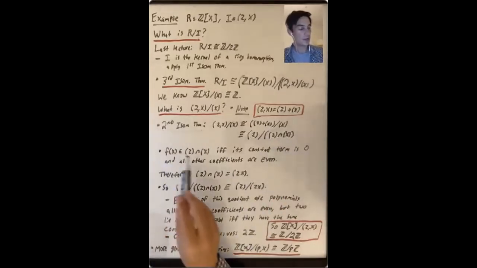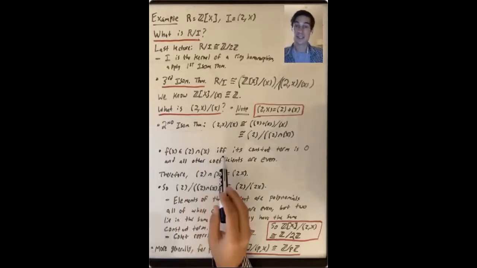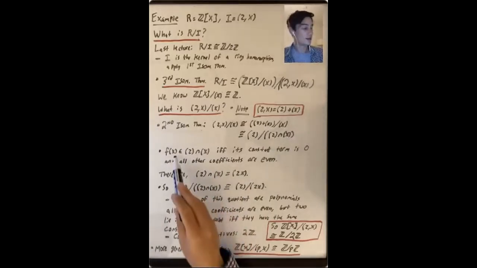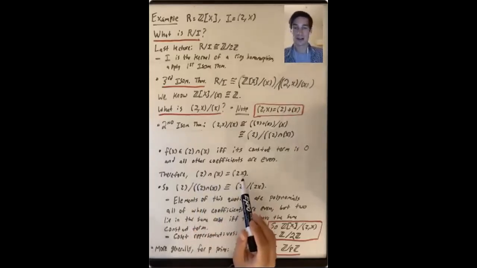So what does it mean for a polynomial to be in the ideal generated by 2 and the ideal generated by x? Well, a polynomial is in the ideal generated by x exactly when its constant term is 0. That's what it means to be x times something. And you're in the ideal generated by 2 if all your coefficients are even. So a polynomial is in here if and only if its constant term is 0 and all the other coefficients are even. But that's the same thing as being divisible by the polynomial 2x. So that means that this intersection is the principal ideal generated by 2x.